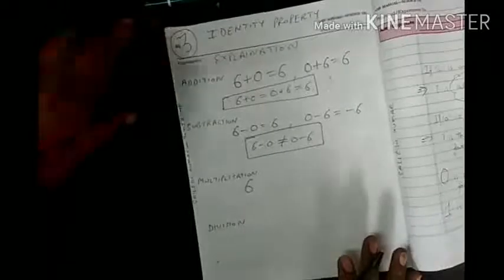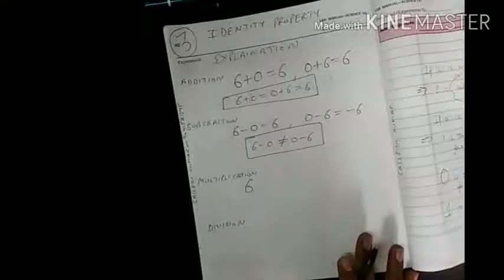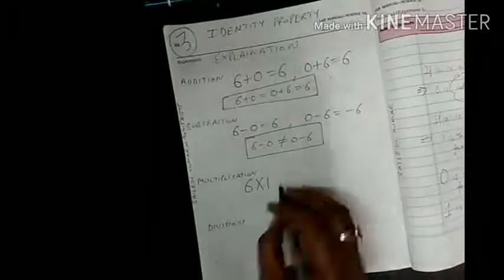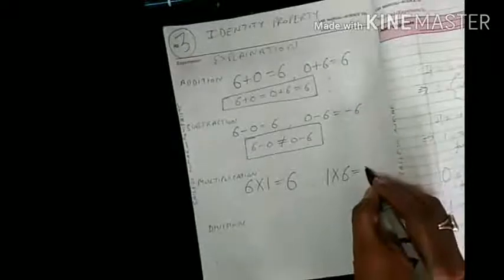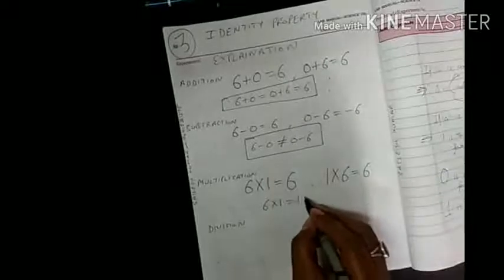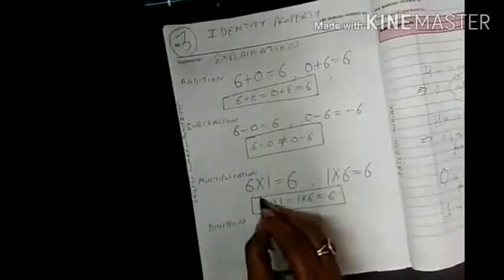Now in case of multiplication, I again take the integer 6. Is there any integer which I multiply with 6, and it doesn't make any difference in its value? Yes, 1. If I multiply 6 by 1, then my answer is 6. And if I interchange the order, if I multiply 1 by 6, then my answer is 6. So see the pattern. 6 multiplied by 1 and 1 multiplied by 6 is equal to 6. The answer is same.